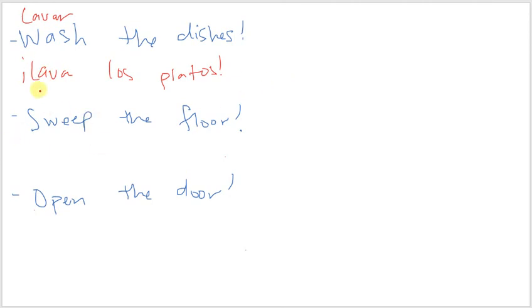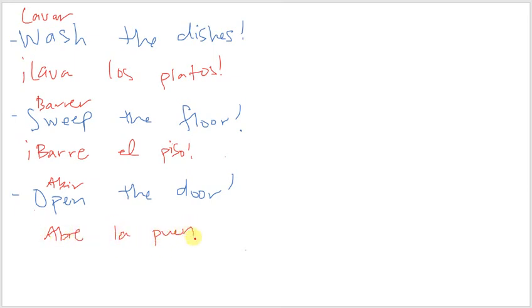Lava los platos. Sweep the floor. We know sweep is barrer. The él, ella, usted version of barrer would be barre. And then the floor we know as el piso or el suelo. So, barre el piso, sweep the floor. Okay, open the door. The verb to open is abrir. The él, ella, usted version of abrir is abre. And then the door, la puerta.